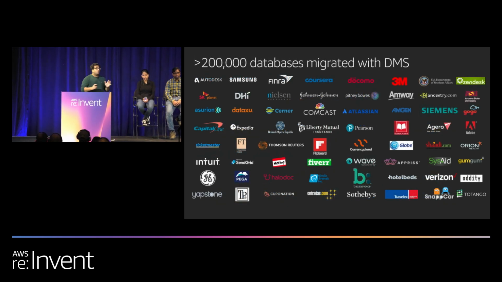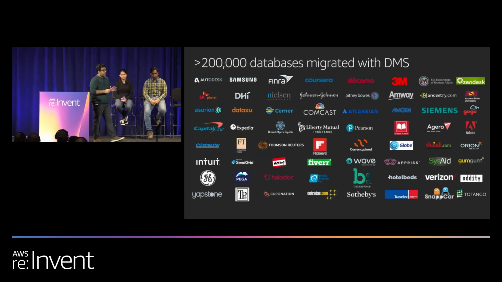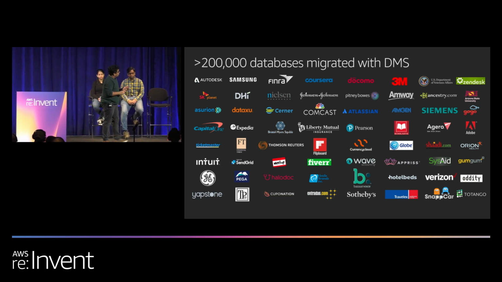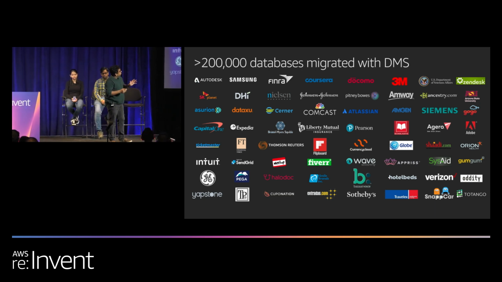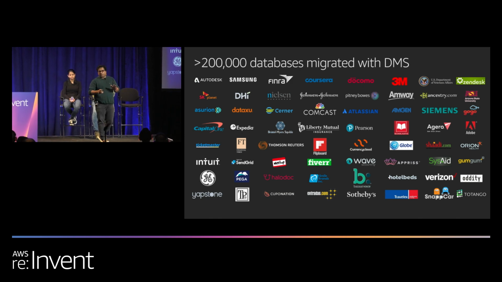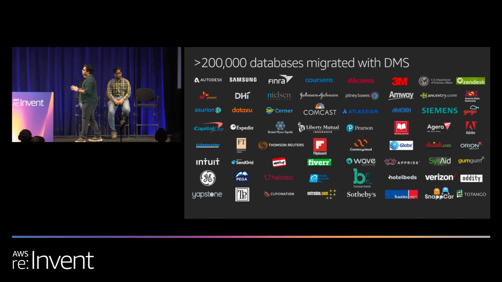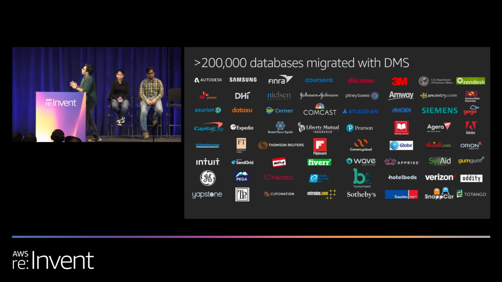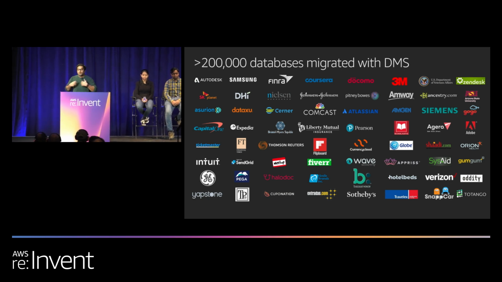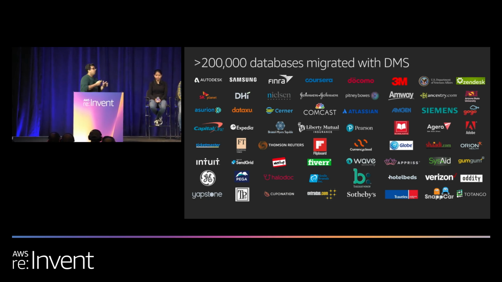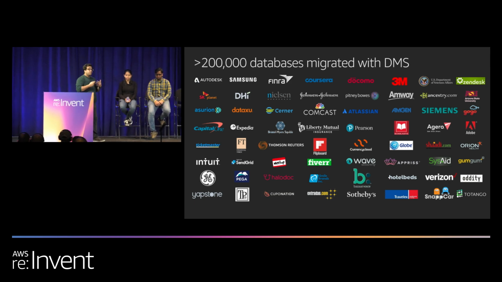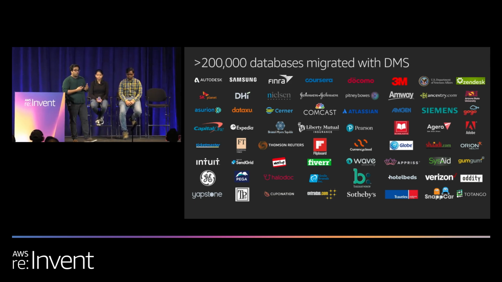We have migrated more than 200,000 unique database instances using DMS today. You can see some of our customers on the screen there, some of them big enterprise customers who have migrated hundreds and thousands of databases. One important call out, again, you will hear a lot about it this reInvent. We've migrated more than 14,000 databases for Amazon.com from Oracle to Aurora Postgres and RDS Postgres.